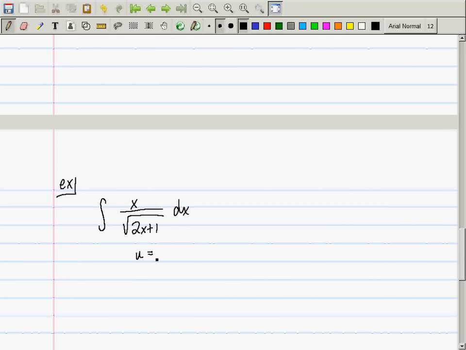So if u is 2x plus 1, then du would be 2 dx. So I could say that du over 2 is dx. Okay, and that's looking kind of bleak because right here I have 2x plus 1, and I can replace that with u, so that would be okay.